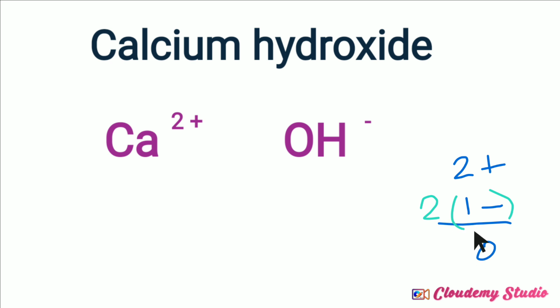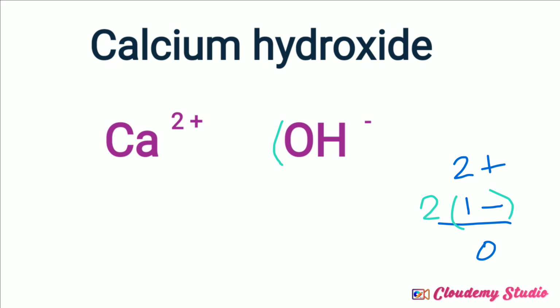So in order to get 0, we need to multiply this 1 minus by 2. Where is this 1 minus? This OH minus. So this OH symbol we need to multiply by 2 times. This OH minus is a polyatomic ion. So while we are writing the formula, a polyatomic ion has to be enclosed within the bracket, or parenthesis.